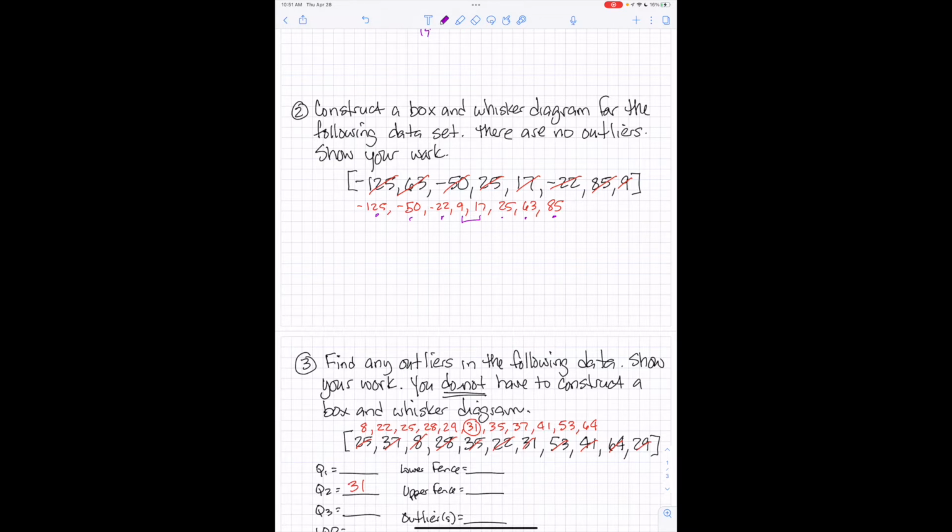9 plus 17 is 26. 26 divided by 2 equals 13. So the median, Q2, so I'm going to write over here, Q2 equals 13.